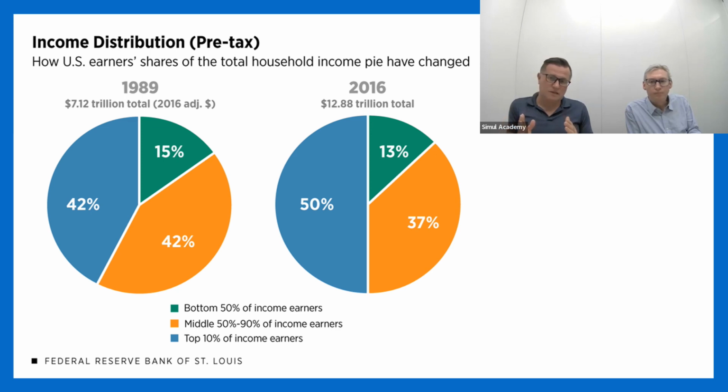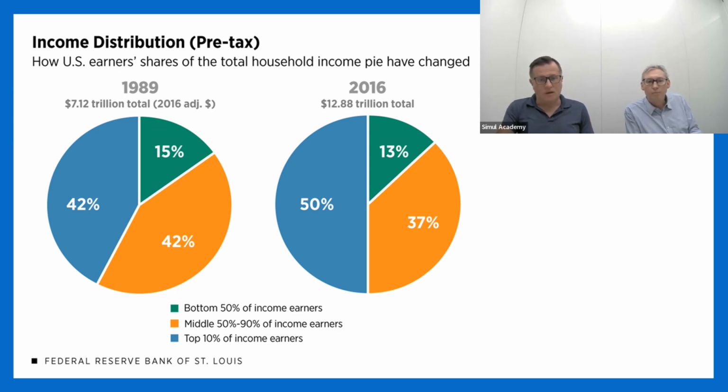So as you can see on the right, 2016, obviously the size of the pie has grown to almost $13 trillion. However, there've been some changes, and these changes are not particularly positive at all. Actually, the bottom 50% is getting a smaller share. It's shrunk to 13%. And even the middle class share has shrunk to 37%. And what's really worrying is that the top 10% now have 50% of the nation's pie. So obviously, inequality is growing and growing quite significantly.